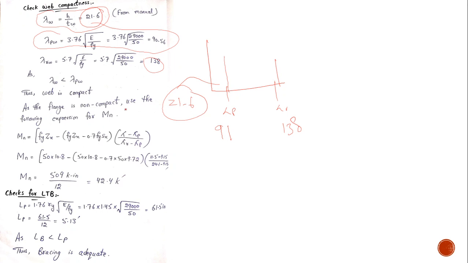As the flange is non-compact but the web is compact, I'll use this simple formula. Because my flange is not compact, I'll simply use this formula. This is again from the manual, 10.8, for W6 into 15.